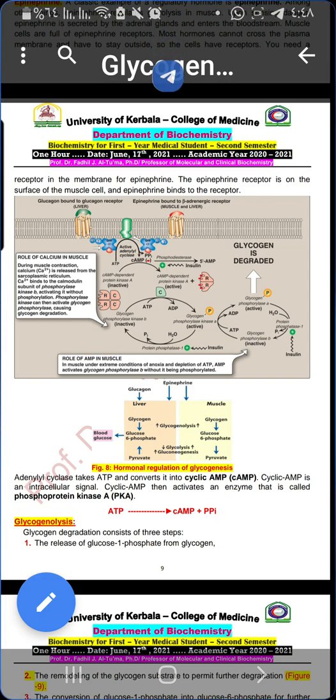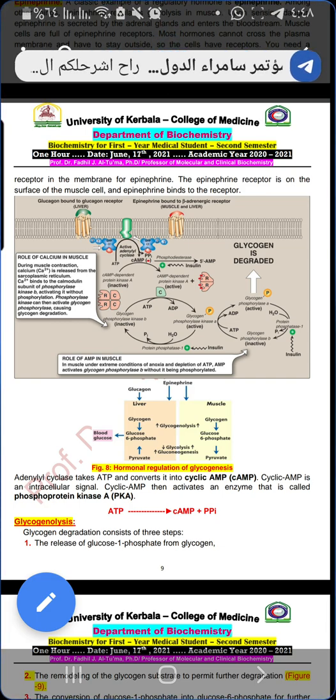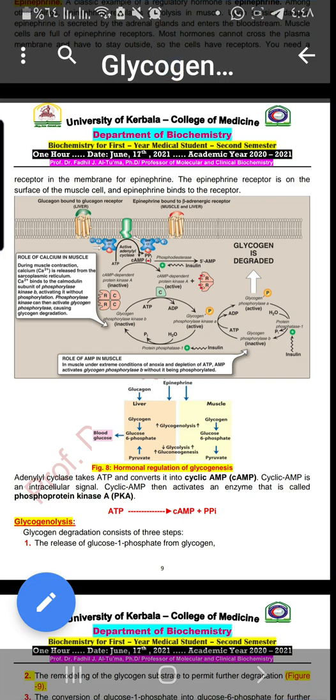As mentioned in the second part of this lecture, this figure indicates the role of glycogen phosphorylase. This enzyme is the rate limiting enzyme of glycogenolysis that regulates the glycogen degradation or breakdown.